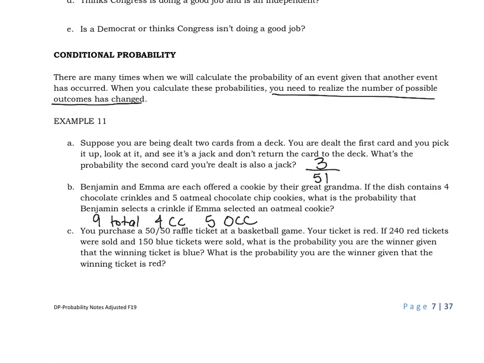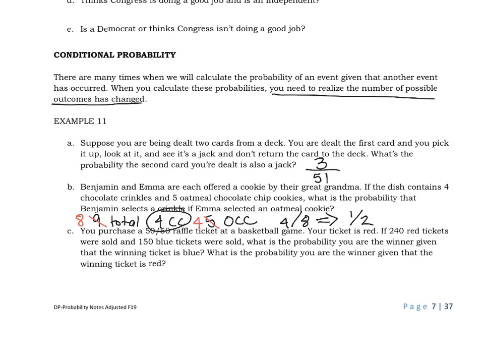So Emma has selected an oatmeal cookie. So we don't have 9 cookies anymore. We have 8 total. And Emma has taken an oatmeal cookie, so now there's only 4 of those. So we're looking for the probability that Ben selects a cookie now, that he wants a crinkle cookie. Well, there's still 4 crinkle cookies left, but now it's 4 out of 8. So that will reduce to 1/2.